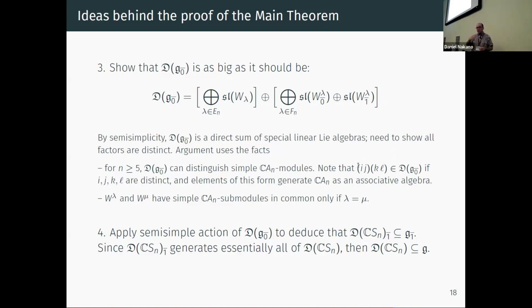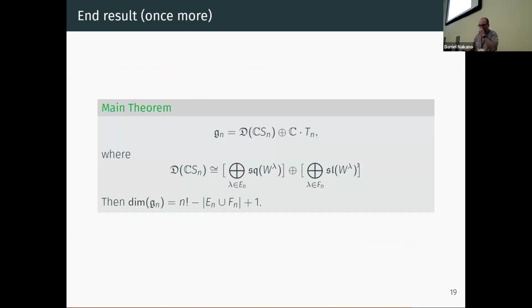But once you show that this derived algebra of G0 is as big as it should be, then it's just a hop, skip, and a jump to get everything you wanted. You show that the odd part of the derived group algebra is inside your Lie algebra, and that essentially generates everything. So this does rhyme with Marin's argument, but a lot of the details are different. So here again is the end result.